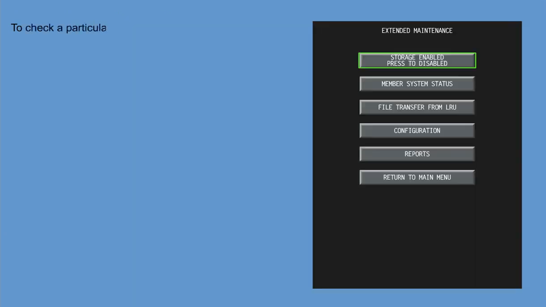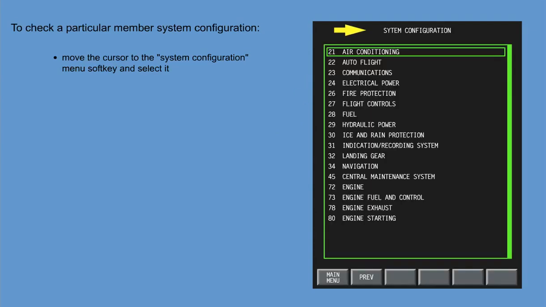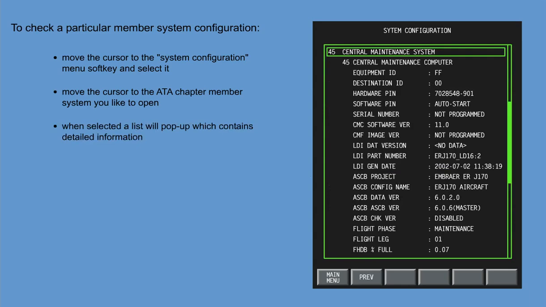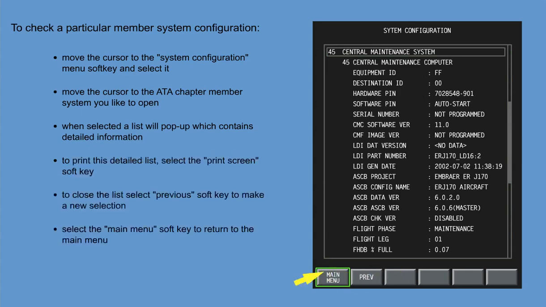To check a particular member system configuration, move the cursor to the System Configuration menu soft key and select. A list of member systems organized by the ATA chapter number will pop up. Move the cursor to the ATA chapter member system you would like to open. When selected, a list will pop up which contains all stored detailed information about the selected member system. To close the list, select the Previous soft key to make a new selection or the Main menu soft key to return to the main menu.